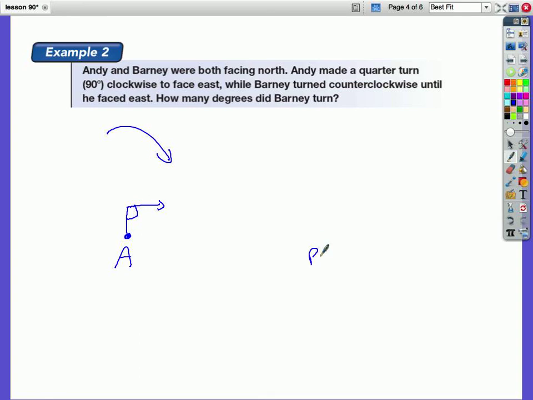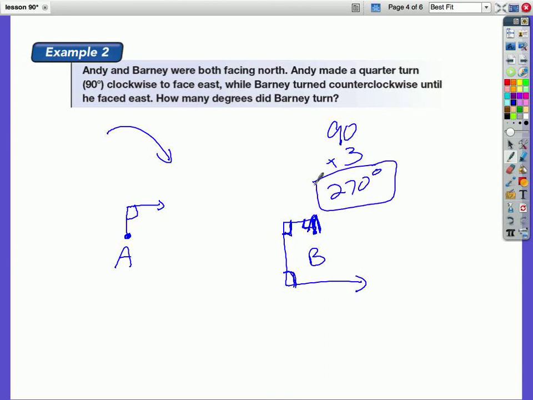Well, Barney, being the goofy person that he is, was facing north, but he's going to turn counterclockwise until he faced east. If we turn counterclockwise until he faced east, how many degrees did he turn? Well, if we were facing north, we turn 90 degrees here, 90 degrees here, 90 degrees here. So we turn 90 degrees 3 different times. 90 times 3, 270 degrees.